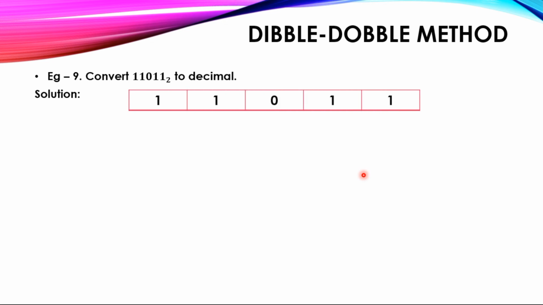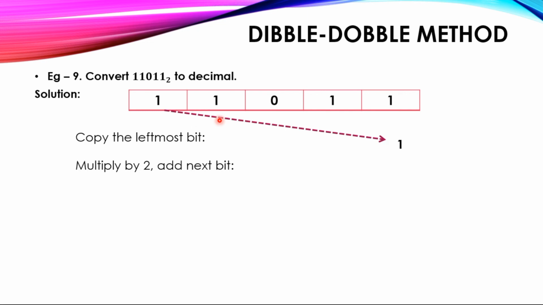Solution. Now this is a number. Copy the leftmost bit. What is the leftmost bit? 1. Okay, you have to consider this bit, that is 1. Multiply by 2, add the next bit. Okay, you have to multiply this number by 2 and add the next bit. So here 2 into 1 plus 1 equals 3.